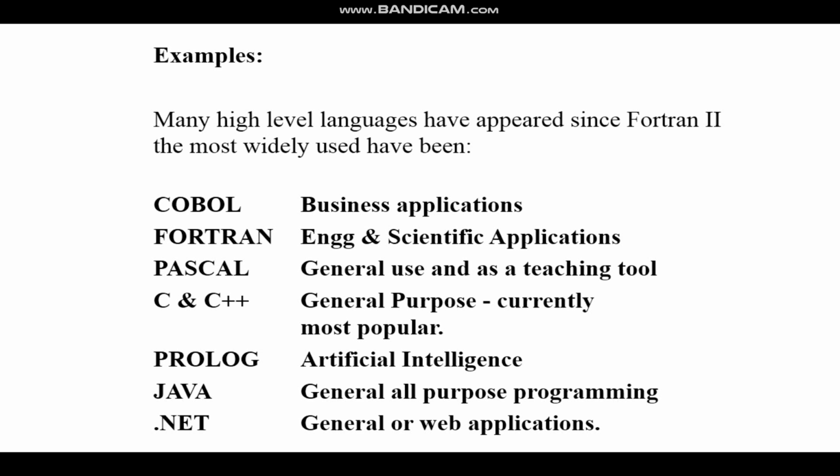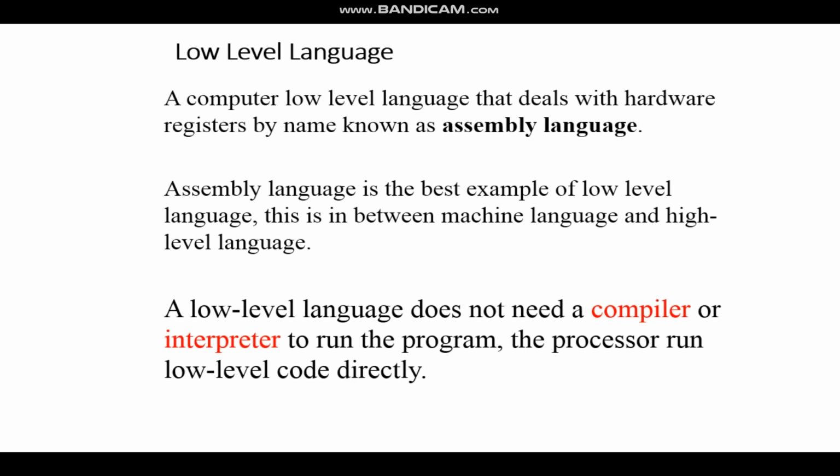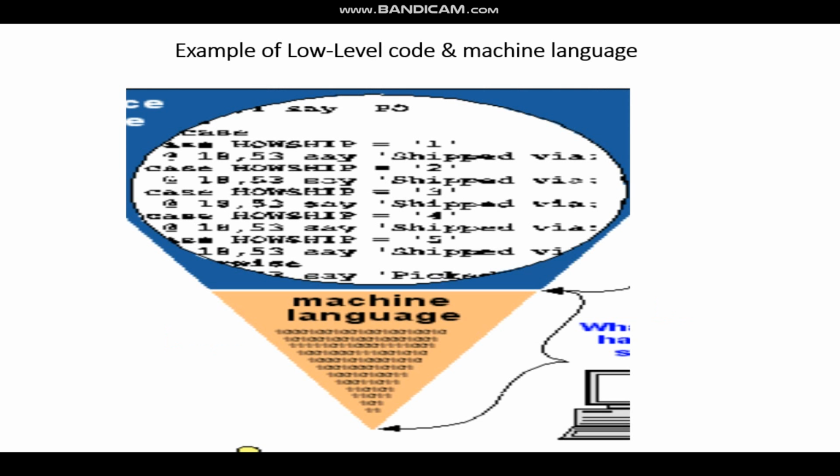We have low level language, which works with the hardware registers. As I told you, assembly language works as a translator and interpreter between high level and machine language. Assembly language is also a low level language, and it is the best example of one. It sits in between machine and high level language. I already explained that it is not human natural language. It does not interpret, but the processor runs low level code, for example machine code.